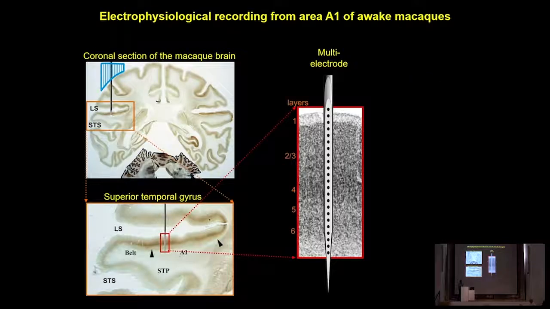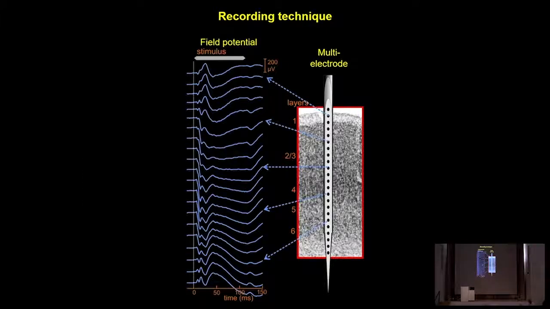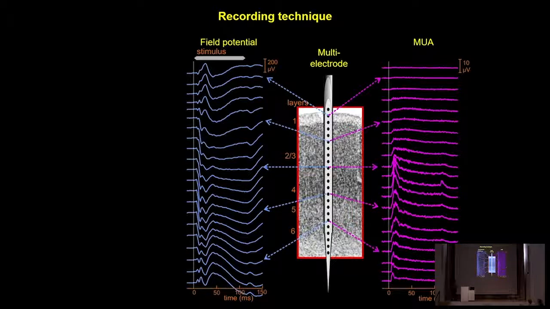So, the recording technique. On each experimental day, we lower one or two of these linear array multi-electrodes into auditory cortical areas or thalamic regions. And we position the electrodes based on auditory responses to broadband noise bursts. Here you can see the field potential response profiles. Here is the multi-unit activity response profile.